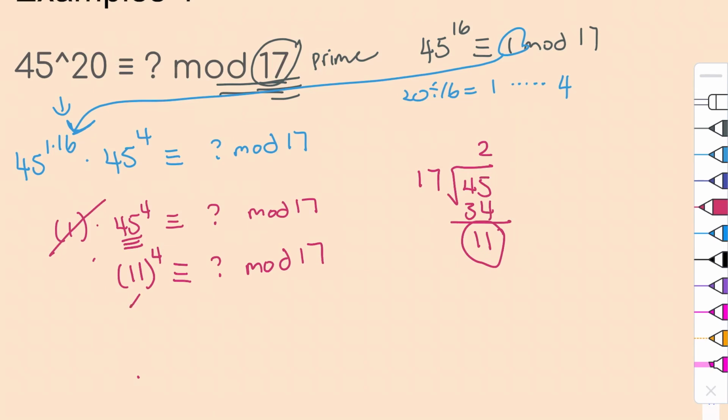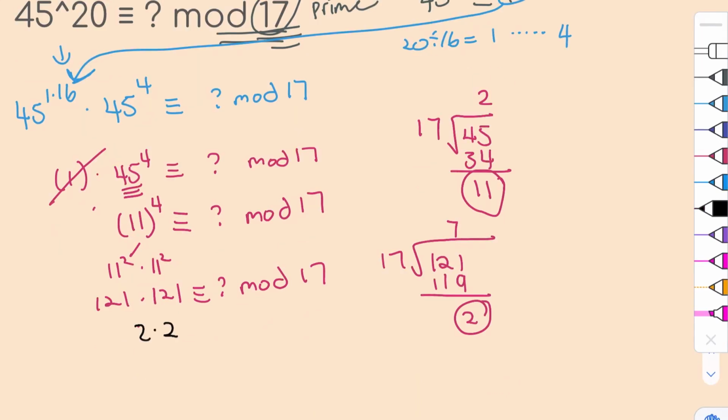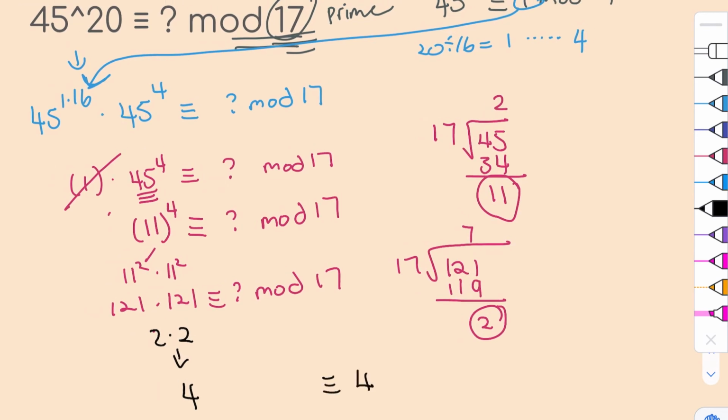Again, this will be equivalent to 11 squared times 11 squared, which is 121 times 121. Now simply divide 121 by 17, and you will have a remainder of 2. So 2 times 2 will be equal to 4. So the answer will be 4 mod 17.